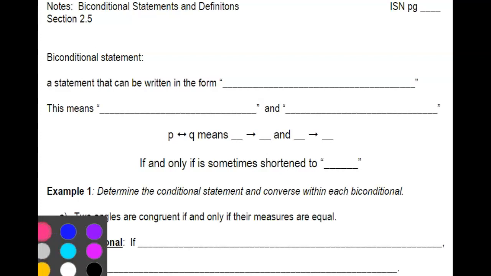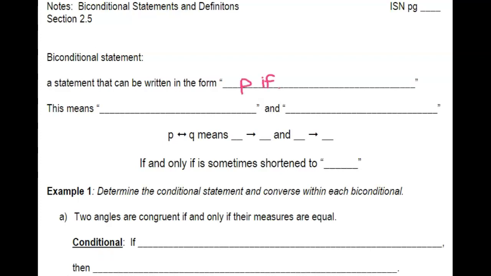So today we're talking about biconditional. Biconditional statements are statements that can be written in the form P if and only if Q. So in the past, conditional statements are written as if P then Q. These biconditional statements are written as P if and only if Q.